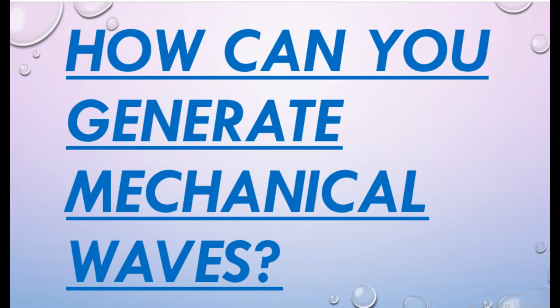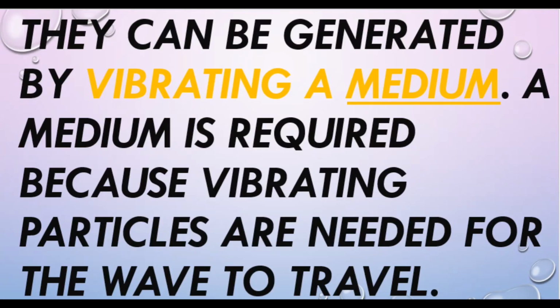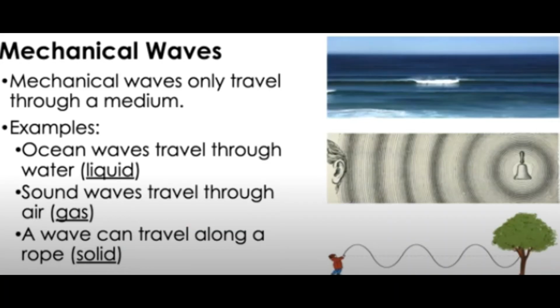So how can we generate mechanical waves? They can be generated by vibrating a medium. Again, kailangan ng medium. A medium is required because vibrating particles are needed for the wave to travel. Examples: ocean waves travel through water, which is a liquid medium. Sound waves travel through air, which is a gas. And a wave can travel along a rope, which is a solid medium.